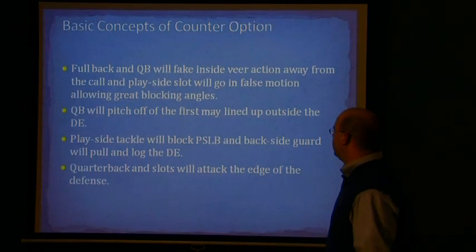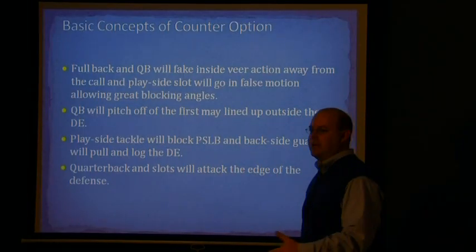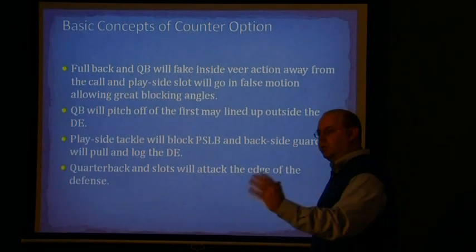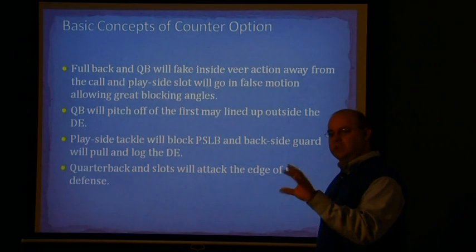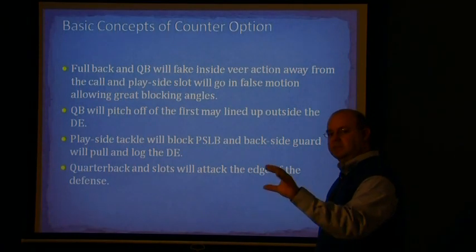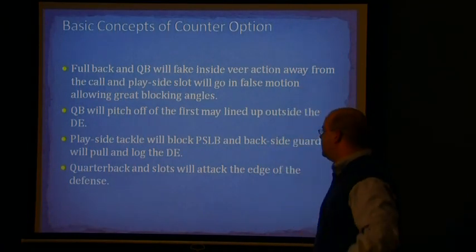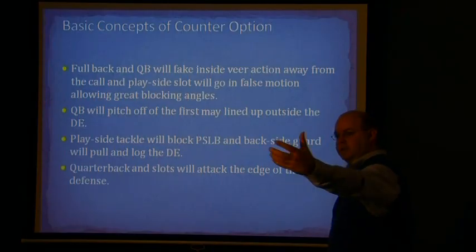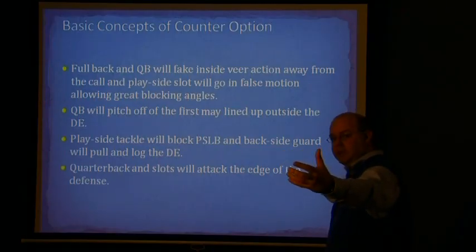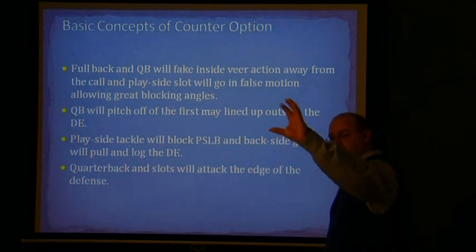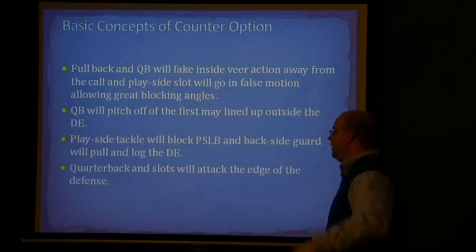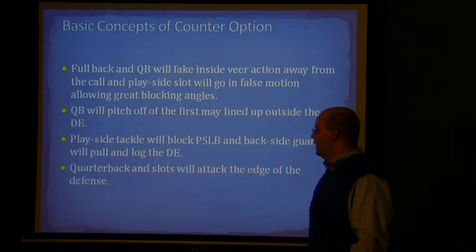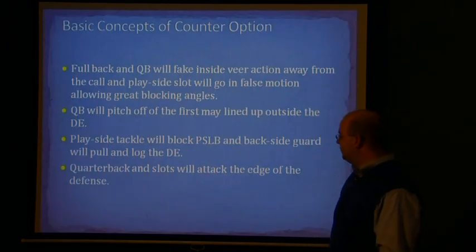The quarterback will pitch off the first man lined up outside the defensive end. So whether we have a tight end in the game or we run it to the open side, we're always going to try and block the defensive end. So we're always going to try and pitch it off of the next man that shows outside the defensive end. With a tight end in the game, that defensive end may be standing on the line. With no tight end in the game, that guy can be off the ball or he could be anywhere. That's why it's important for the quarterback to recognize where his pitch key is.